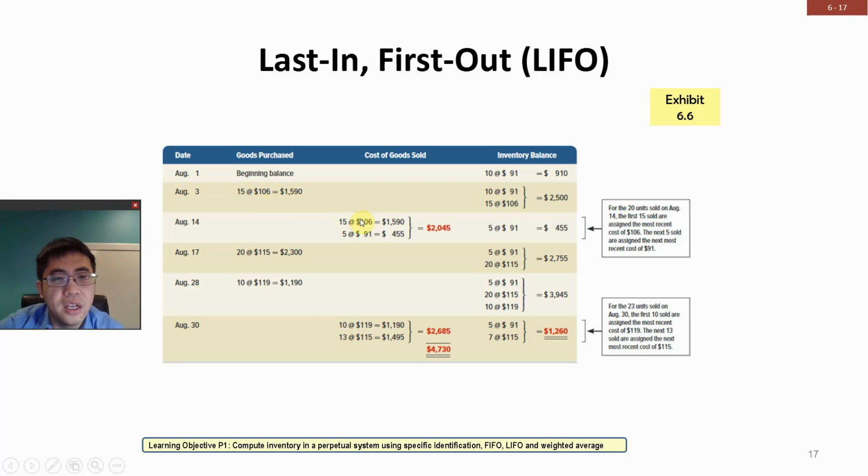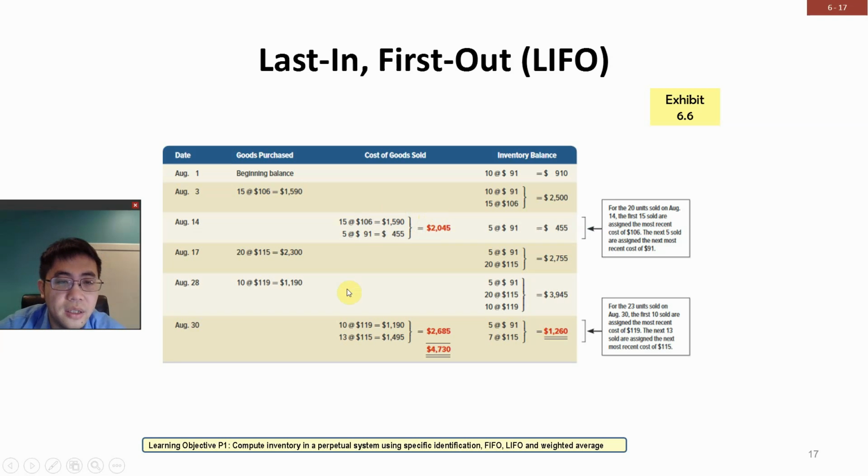Does 15 satisfy your 20 sale? No, you still need to find another 5 units. So those 5 units will come from the beginning inventory, out of 10. So your cost of goods sold will be 5 from the first package, and then 15 from the second package. And of course, you multiply by the cost.